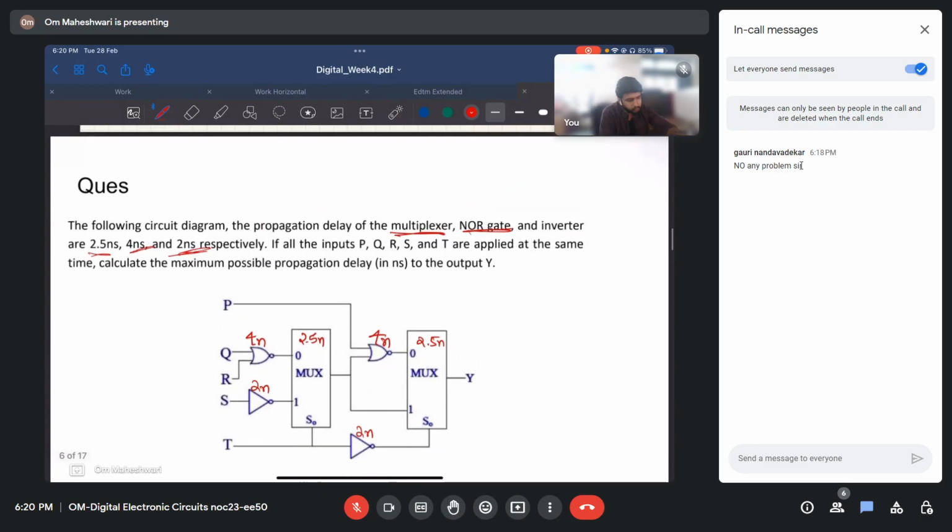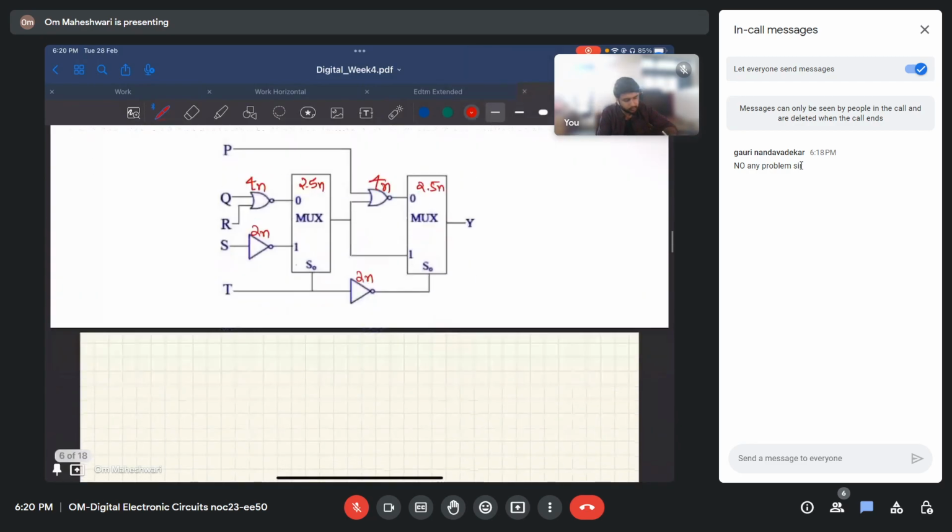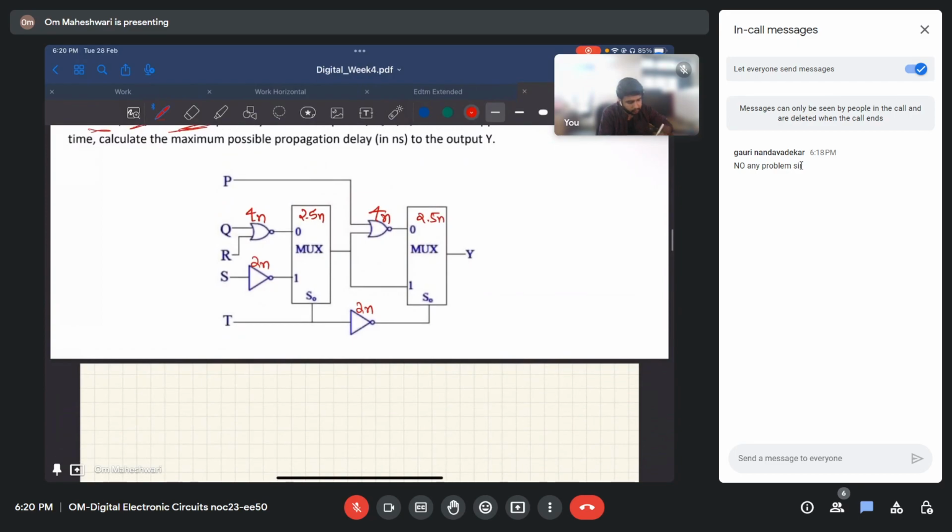Okay, so we'll have a few cases. First, take when T equals 0. So in the T equals 0 case, what do we see for the propagation delay? When T equals 0, this is 0. This will take 2 nanoseconds, but it will become 1 here. So after 2 nanoseconds, it will be 1. Here it will be 0 instantly because there is nothing here causing delay.